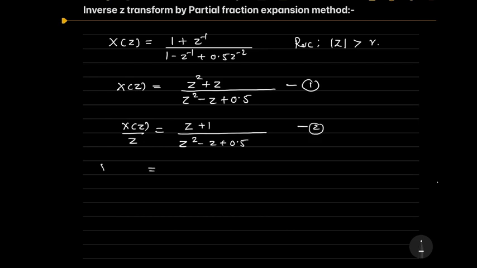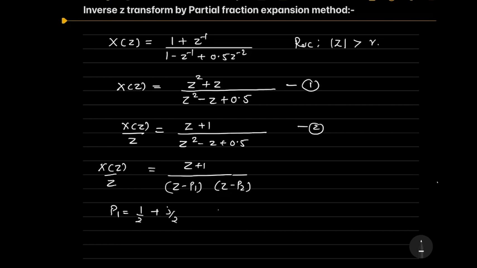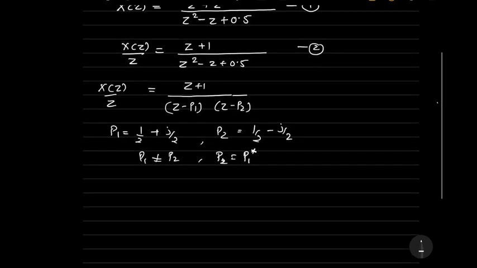We factorize equation number 2. We get 2 poles, z - p1 and z - p2. The p1 value obtained is 1/2 + j/2 and p2 is 1/2 - j/2. Here p1 and p2 are not equal, but p2 is equal to the complex conjugate of p1. This relation is there. This is equation number 3.